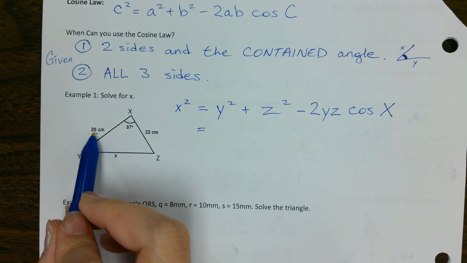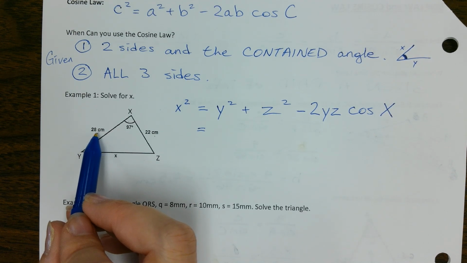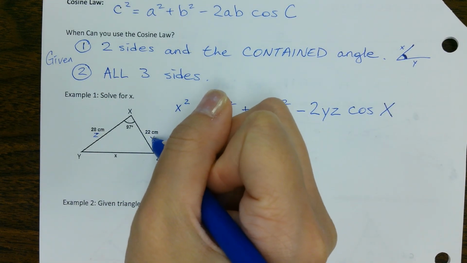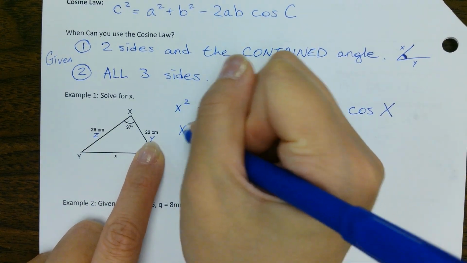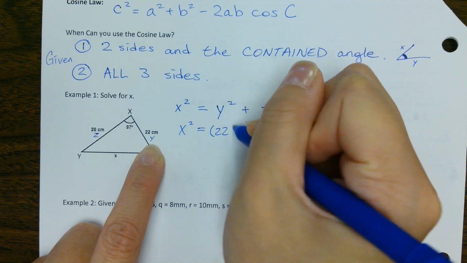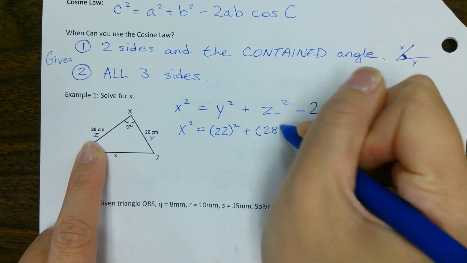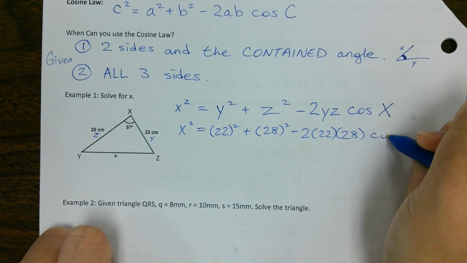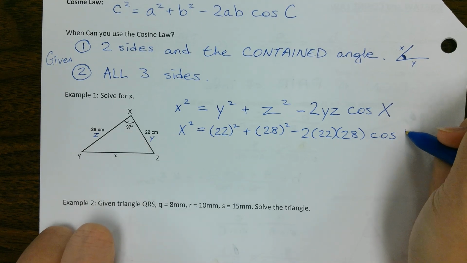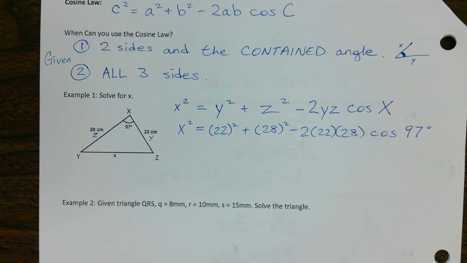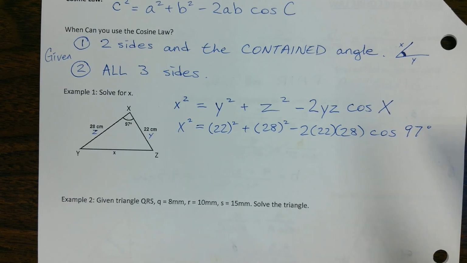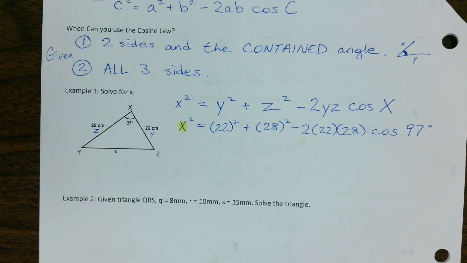What is this letter? What's the 28? Is the 28 x, y, or z? Yep, z. And the 22? Y. Okay, so sub it in. x squared equals 22 squared plus 28 squared minus 2 times 22 times 28 cosine. Do I know the angle? Yep, 97. Okay, how many unknowns do I have after this step? Just the one, and we're solving for x.